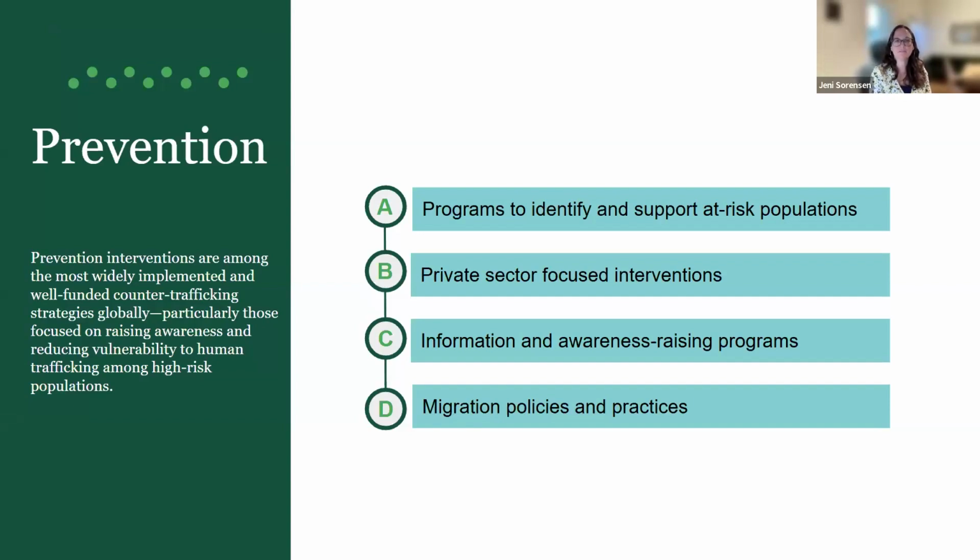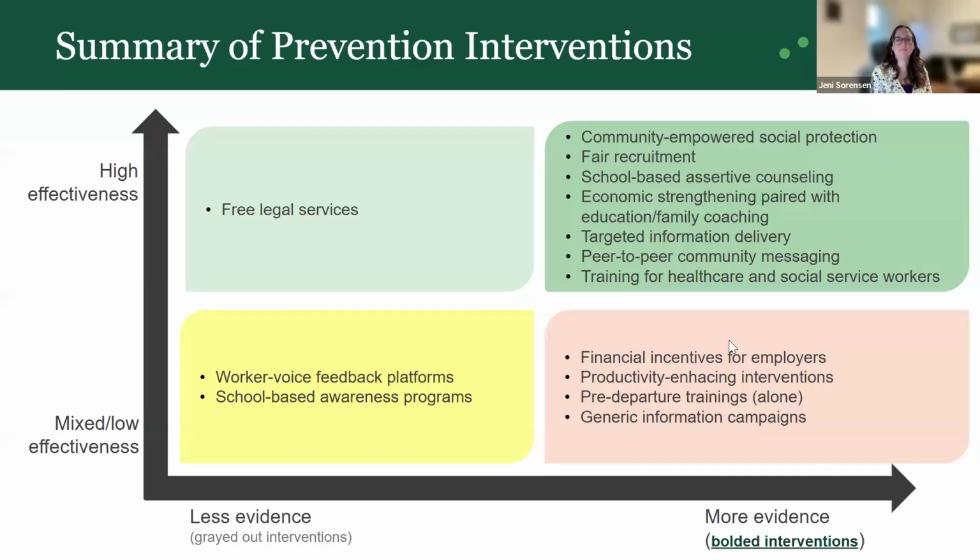So we go to the next slide. You'll see we have this summary slide for each of the Ps that we cover, and just to walk you through it, we're looking at high effectiveness and mixed or low effectiveness on the vertical, and on the horizontal, we're looking at less evidence to more evidence. So what you see in the dark green at the top right would be interventions that we believe are the most promising and that have evidence-based, proven effectiveness.